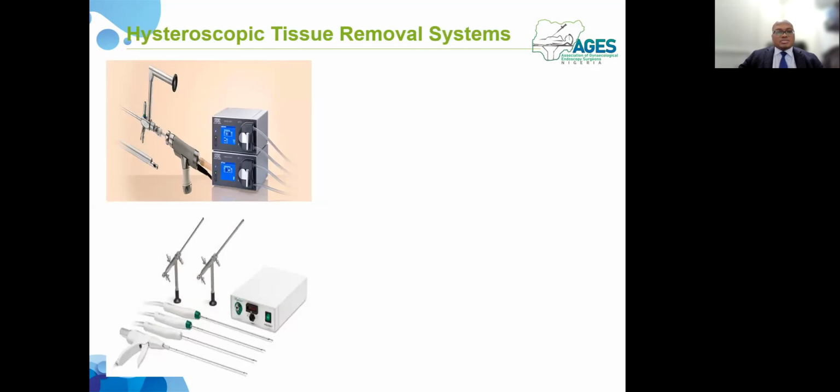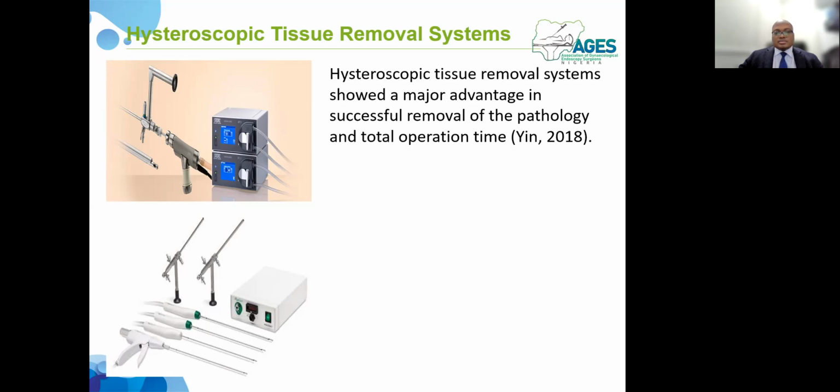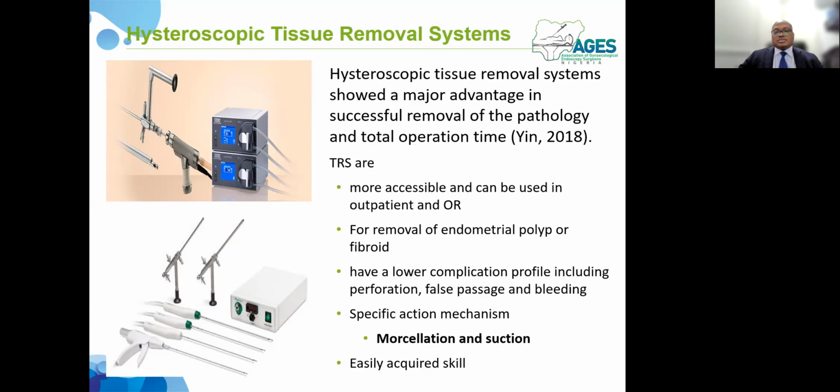In the picture, the top one being the Bigatti shaver, and below that is the MyoSure devices, either the manual or the automated generated ones. They show a major advantage in successful removal of pathology and the total time of operation. They are more accessible and can be used in the outpatient or operating theater for removal of fibroid or polyp.